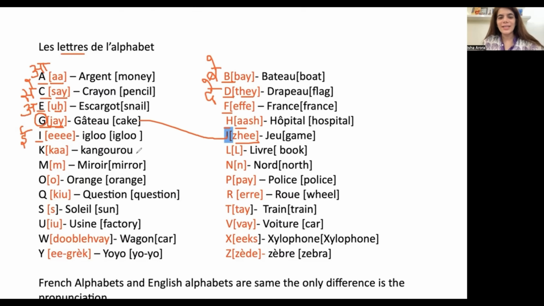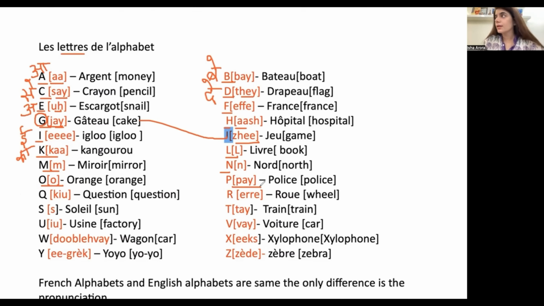Okay. Now let's proceed ahead. K is K. L, M, N, O. They are absolutely the same as the way you speak them in English. L, M, N, O.